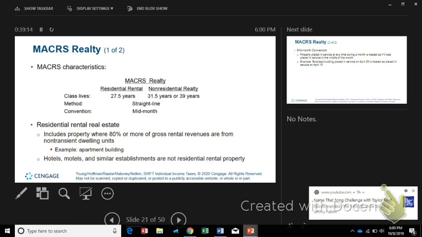Okay, so realty property means residential, typically real estate. You have 27 and a half years. And then you also could have non-residential, which was 31 and a half or 31, which we already talked about. There's straight line and mid-month. Residential real estate is where 80% or more of gross revenues are from non-transient dwelling units. Examples are apartment buildings. Hotels, motels, and all those are not what we're talking about; they're considered transient.